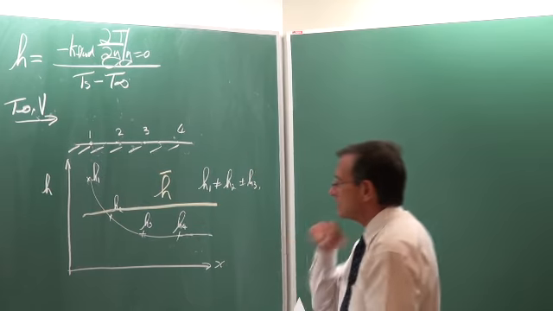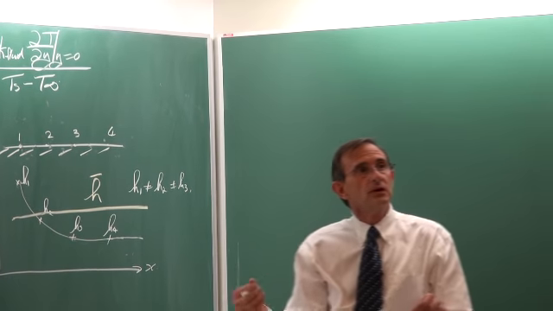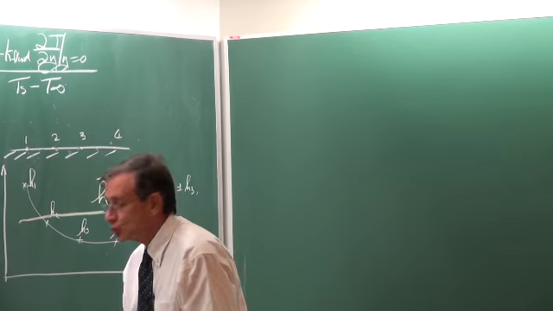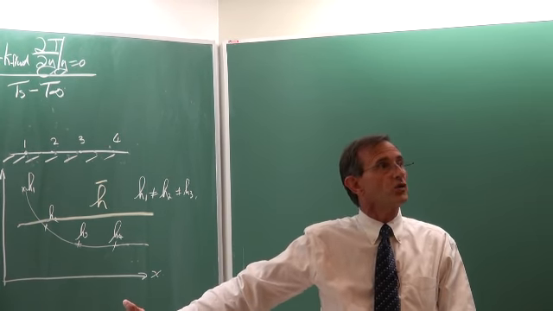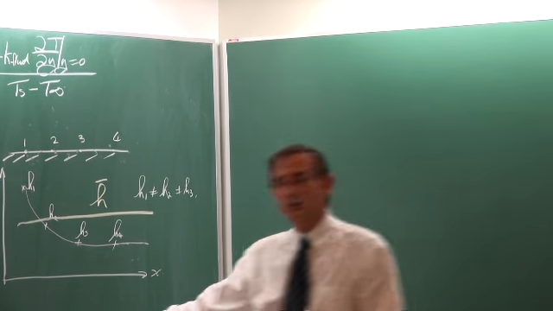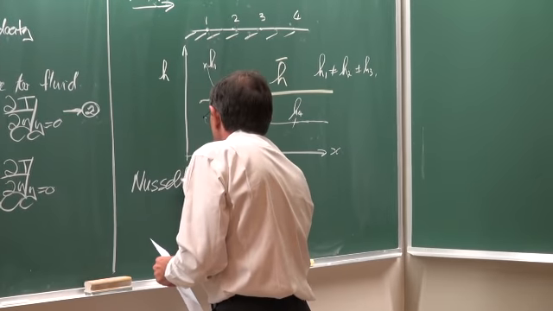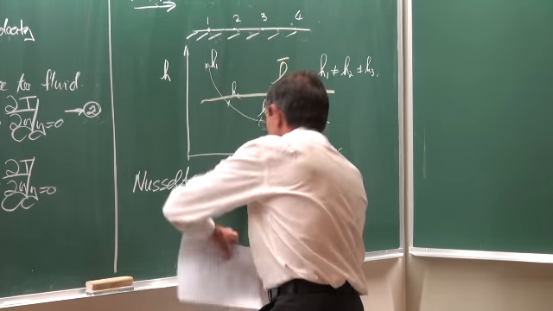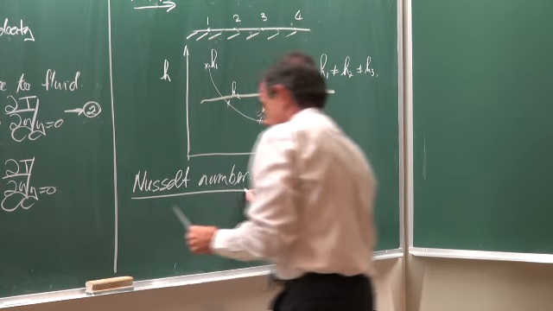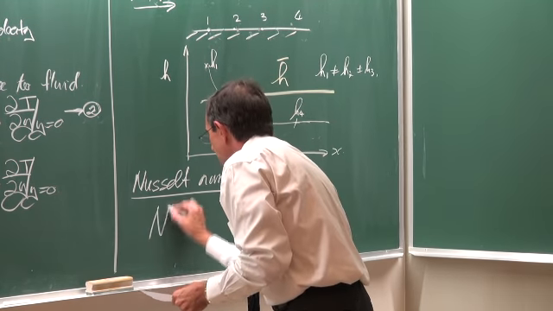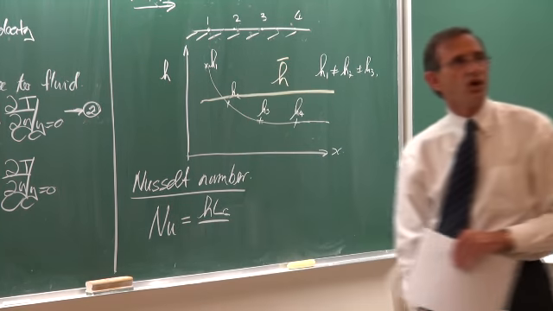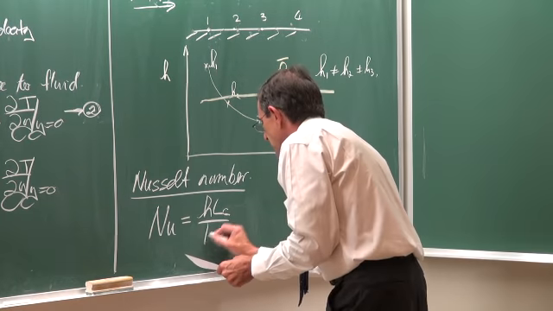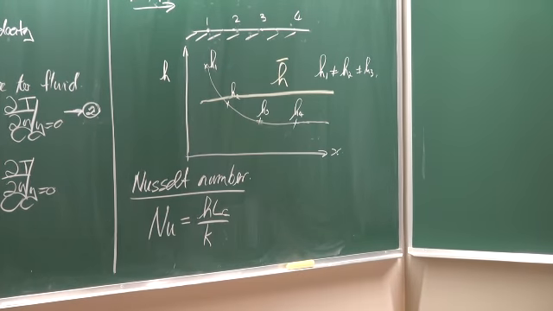Now, another very important group that we use with convection heat transfer is the Nusselt number. By definition, the Nusselt number is equal to the heat transfer coefficient multiplied by the characteristic length divided by the thermal conductivity.